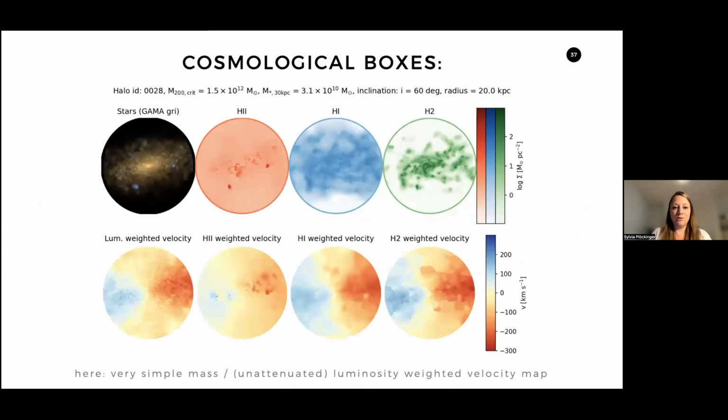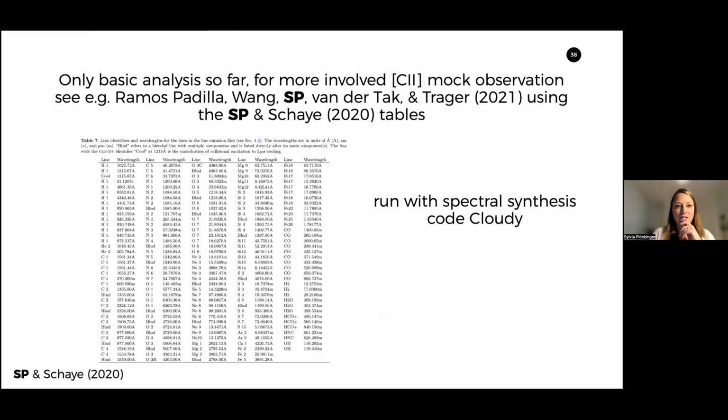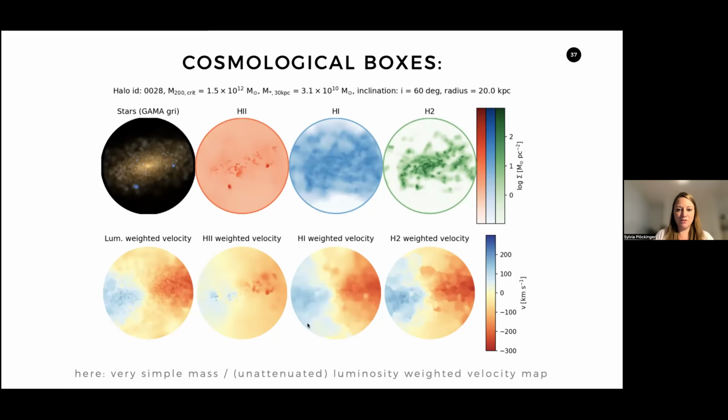And then if we analyze the data and look at, for example, the kinematics, we can get closer to what observations would do and get the velocities that are weighted by the different components. So this is a very simple model, right? This is just for illustration. This is just mass weighted. But of course, we now have the different components, so we can decompose that nicely. As I said before, this is only mass weighted, or in the case of the stars, luminosity weighted, but without taking attenuation into account.